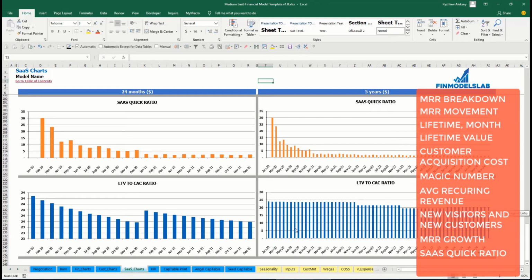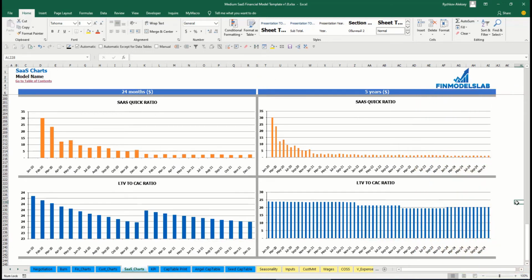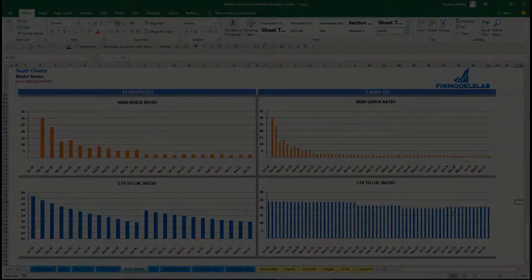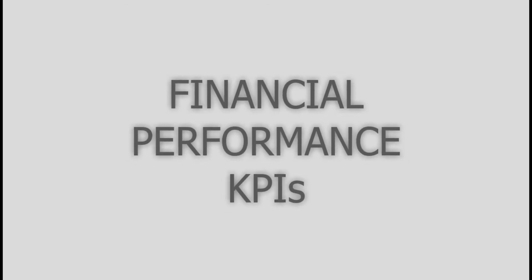And one of the important SaaS KPIs, the LTV to CAC ratio, should also always be more than 1. In this case it is a minimum of, I would say, 20, so the business works very well in this case. Yeah, that's it for this step.